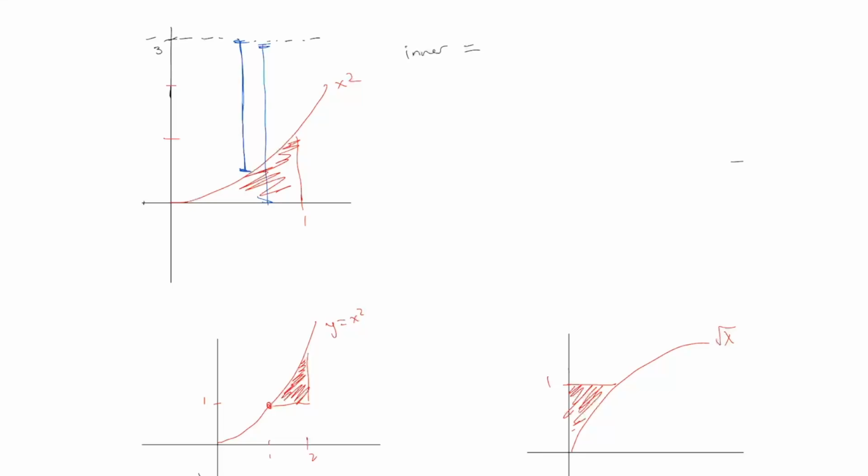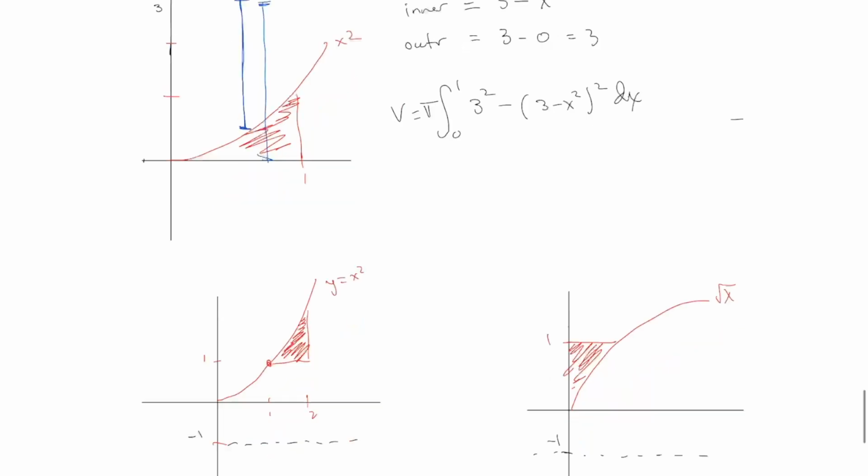As usual, I'm going to think in terms of top minus the bottom. The top here, the y value is 3, and then subtracting the y value of the bottom, which is just the curve, x squared. So this is 3 minus x squared. That's the inner radius, and the outer is the other one over there, the top being 3, the bottom being 0, the x-axis, so that's just 3. So the volume is pi integral 0 to 1 of outer squared, 3 squared, minus inner squared, (3 minus x squared) squared. Any thoughts about that one? I hope you got something like that. Great. Okay, this next one.